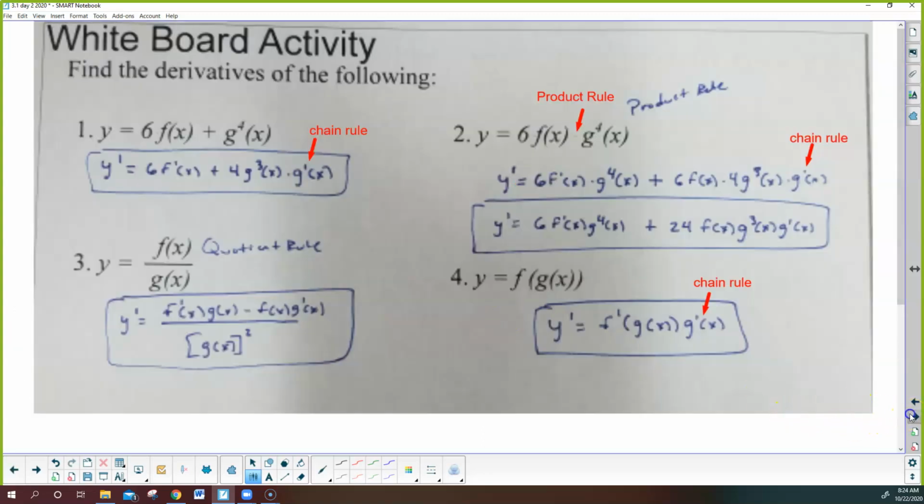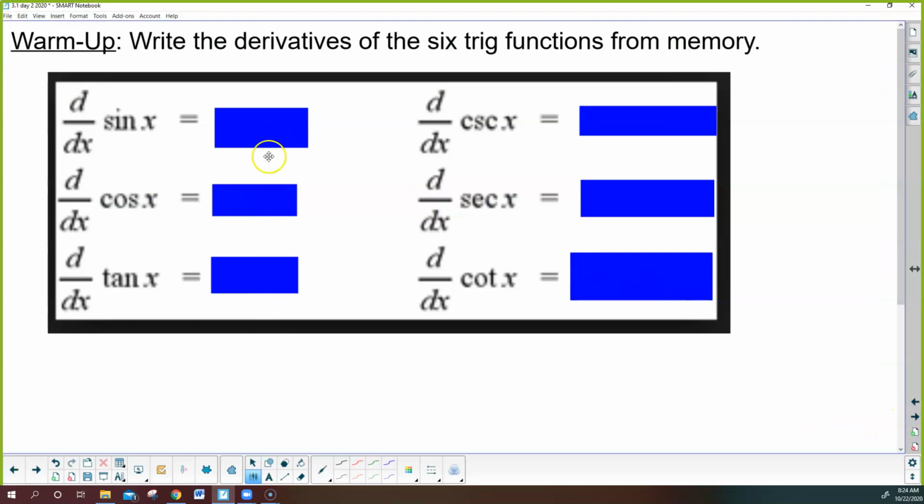This was just the answers. Really quick, you don't have to write these down, even though it says write. Just see if you can, from memory, do you know what the 6 derivatives are? See if you can go through that, and I'll give you about a minute to just kind of quiz yourself in your head.